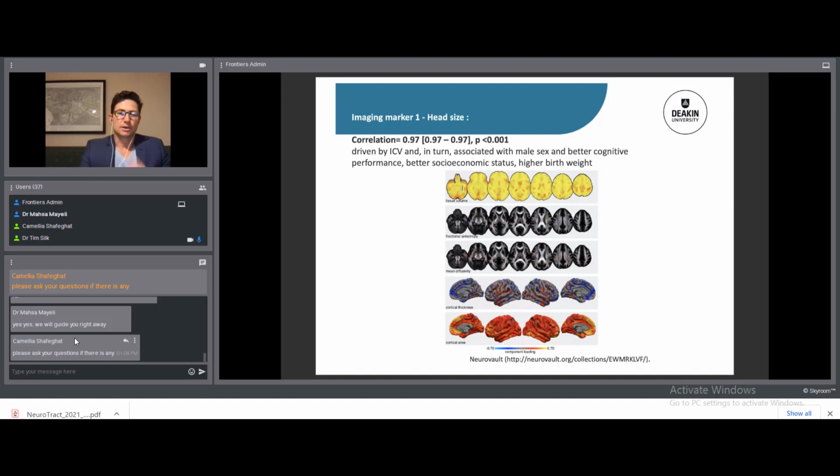As I said, not particularly surprising, but quite nicely, we did also see that that marker was associated with other things that we know to be associated with head size, such as being male, generally having larger head sizes, better cognitive performance, better socioeconomic status, and a higher birth weight as well. Next slide, please.